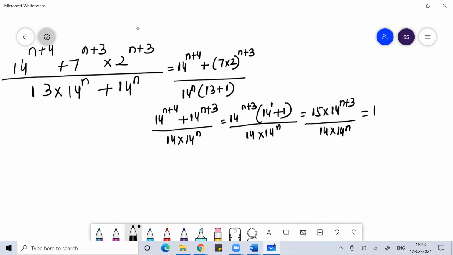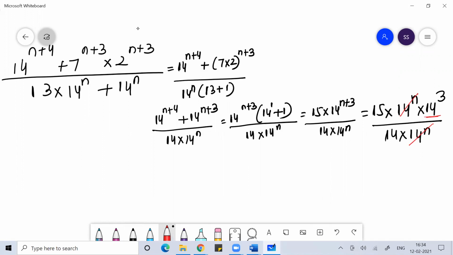Now I can write this as 15 into 14 to the power n plus 3, which is 14 to the power n into 14 to the power 3 divided by 14 into 14 to the power n. So 14 to the power n cancels, and 14 I can cancel. What I'll get is 15 into 14 square. So 14 square is 196.